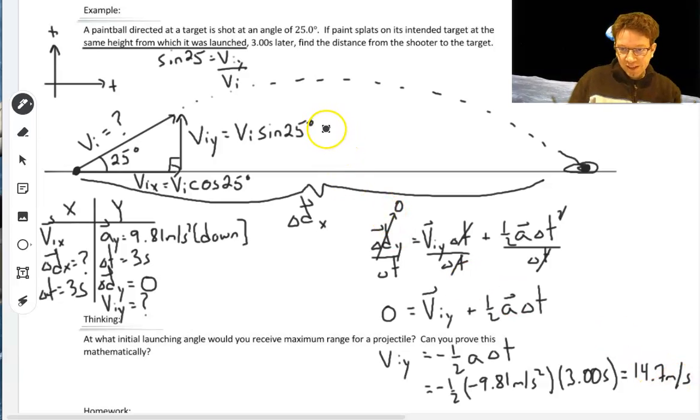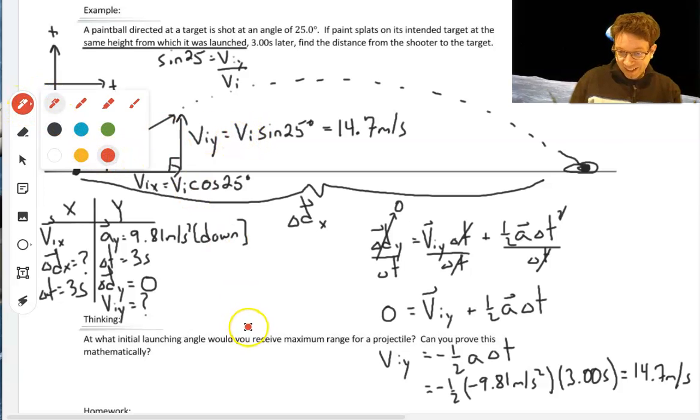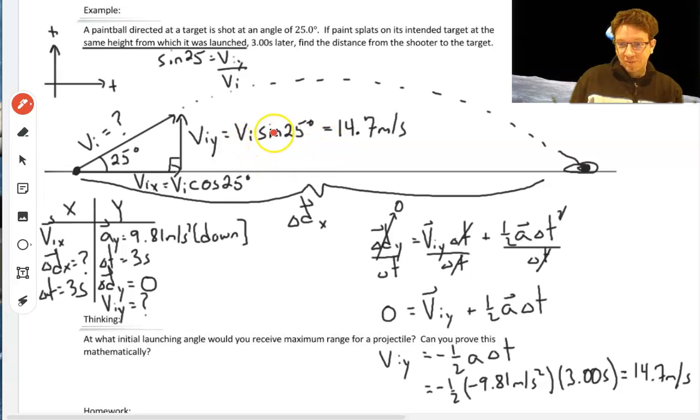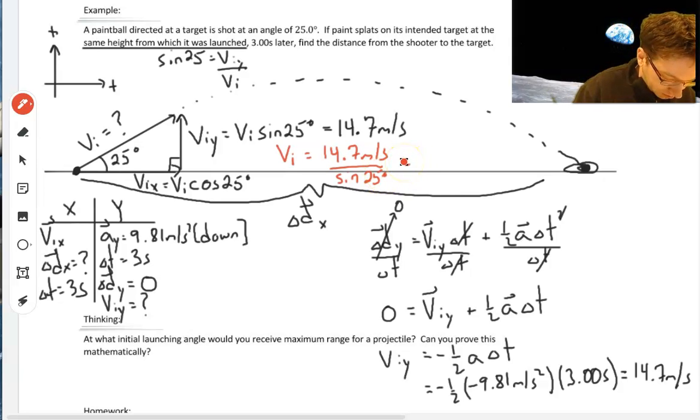Okay, so I know initial velocity in y is now 14.7 meters per second. And now I'm just going to go through that domino effect. So now that I know what this is, I can solve for VI. So I'll change color because it's going to get a bit crowded. So if I divide both sides by the sine of 25, I can get VI equals 14.7 divided by the sine of 25, which equals 34.8.